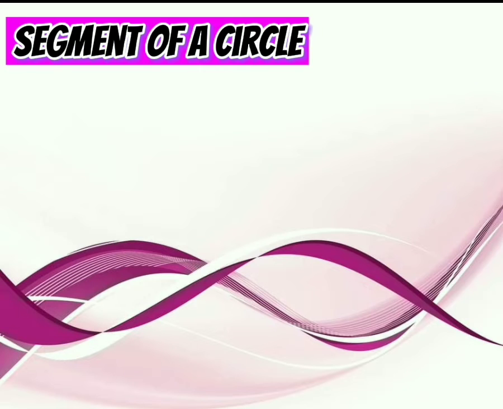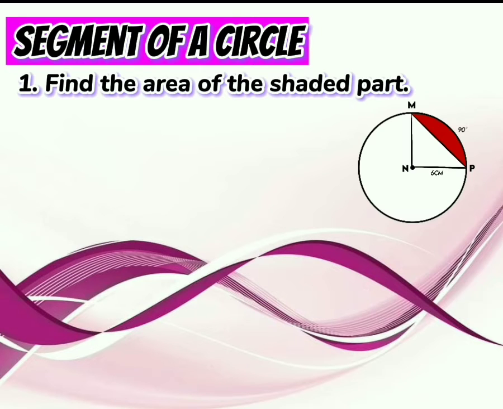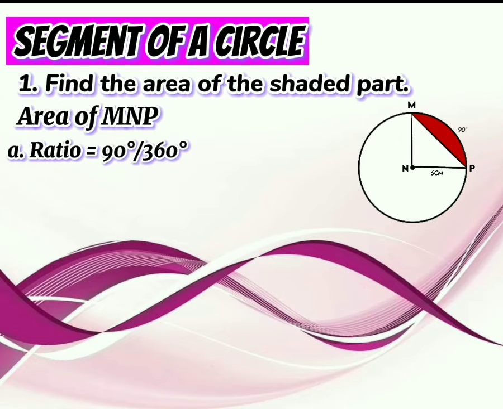Let's have an example. Find the area of the shaded part. So first, for the area of sector MNP, again, first we will get the ratio of the arc to the whole arc. First, we will get the ratio, 90/360. Reduced to lowest terms, that will become 1/4.